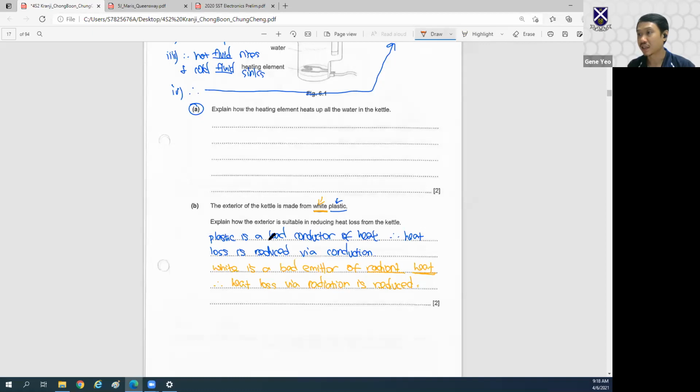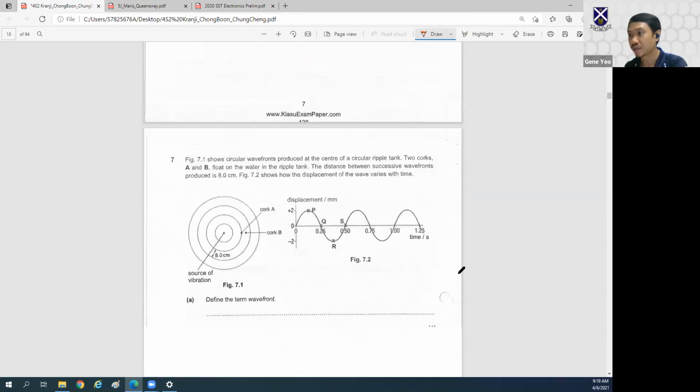Bad conductor, plastic is a bad conductor, and white is a bad emitter of radiant heat. So these are the keywords that you have to take note of. Okay, I think I can go through one more question before I end today's session.